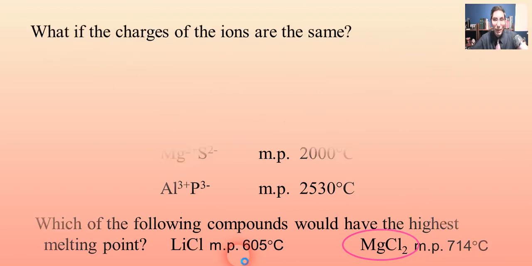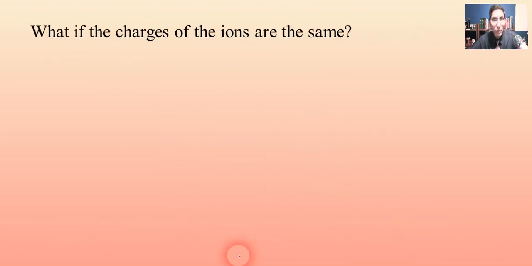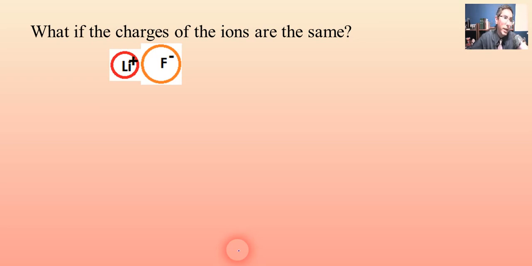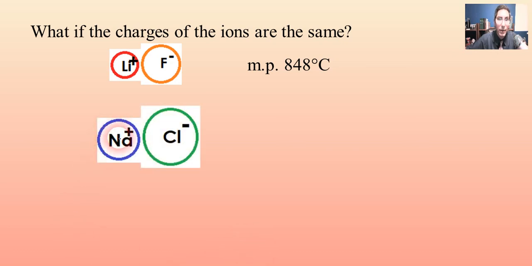Well, let's talk about this situation. What if the charges of the ions are the same? So we talked earlier about the +1, -1 being a fairly strong charge, but not as strong as some others. What if we have lithium fluoride? Well, we know that has a melting point of about 848 degrees Celsius. That's a +1, -1. Here's another ion pair that's also a +1, -1, sodium chloride, and its melting point is 801 degrees Celsius. It's a little bit lower, as you can see.